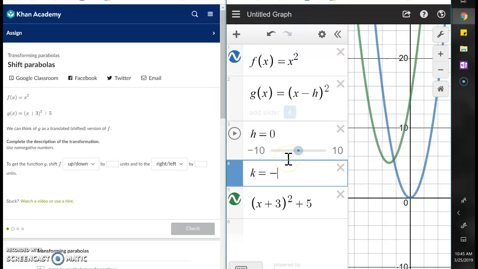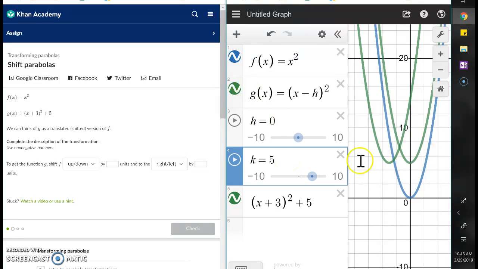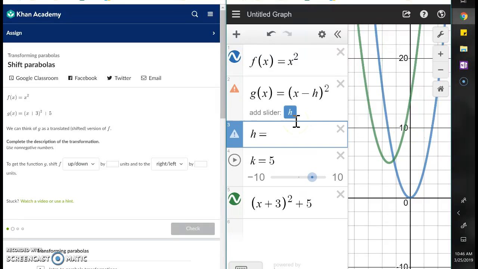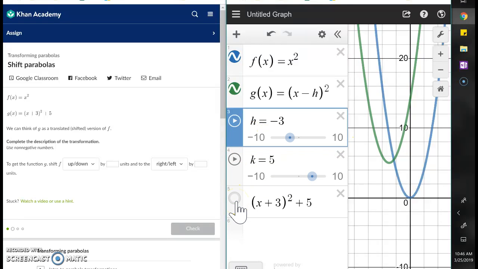So we're going to change K to 5. We want it to go up by 5. Now we got the graph up by 5. Now we want to go to the left by 3. So -3. Now we got it to the left. You can see there. It's matching up perfectly.